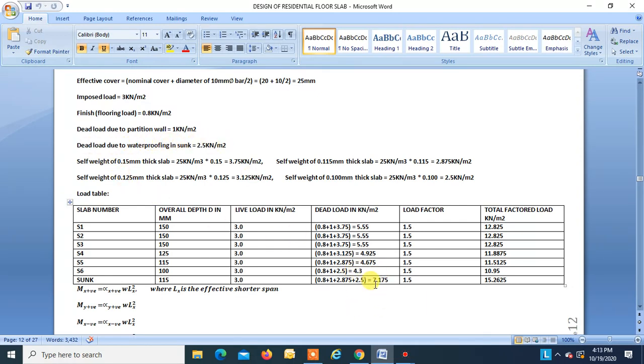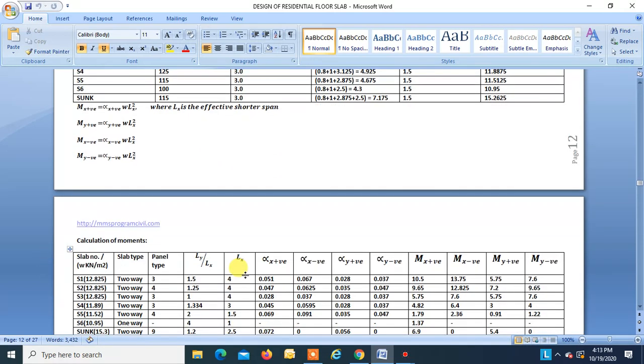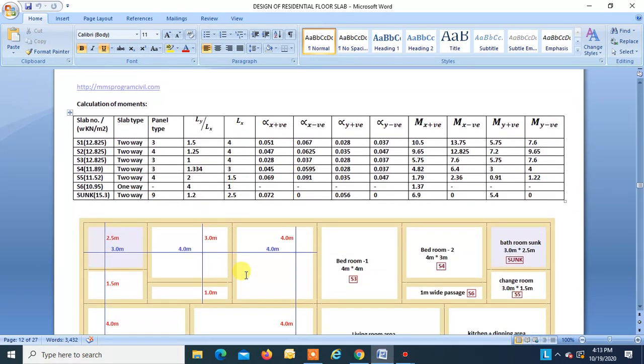So this turns out to be 7.175 kilonewton per meter square. So this plus this into load factor 1.5, we get the total load. This is how we get the total load. So once we get the total load, so W we have obtained over here, Lx we know. Now we have to find the coefficients. Okay. Then once we know the coefficient, then we get the moments. So let us find the coefficients.